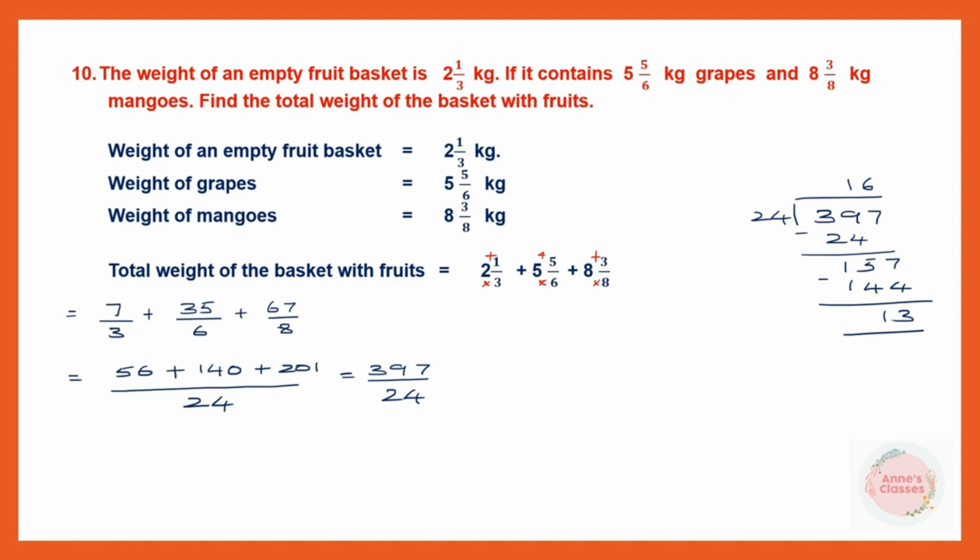So here if you write this as a mixed number, you will get 16, 13 by 24. So let's write it here. So this is 16, 13 by 24. And what is this? This is the total weight of the basket with fruits. So you have to write the unit which is kilograms. So we have found the answer to this question. What was the question? Find the total weight of the basket with fruits. So we have found the total weight of the basket with fruits, and that is 16, 13 by 24 kgs. So with this children, we come to the end of this exercise. Thank you children.